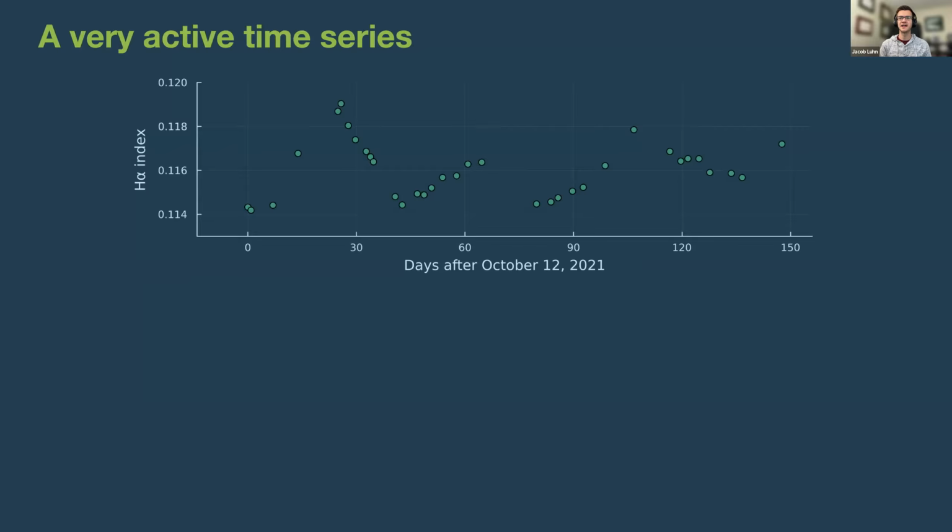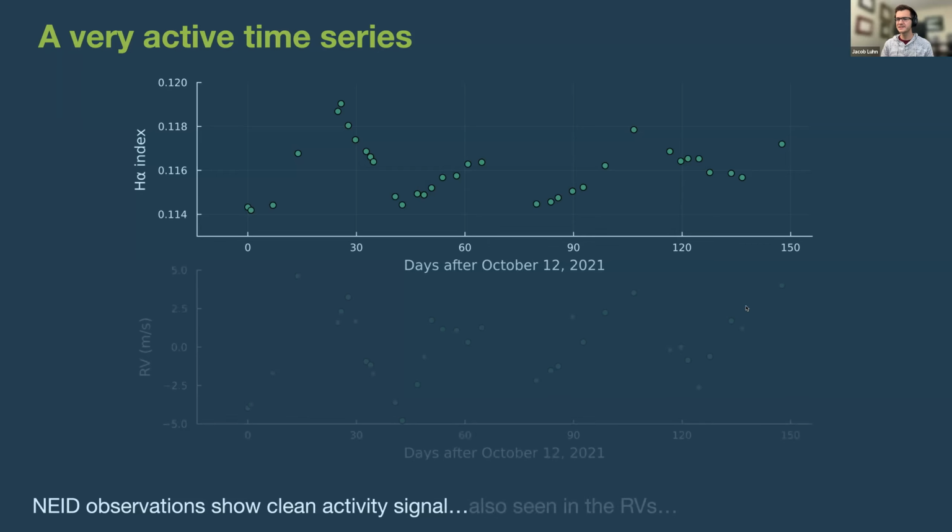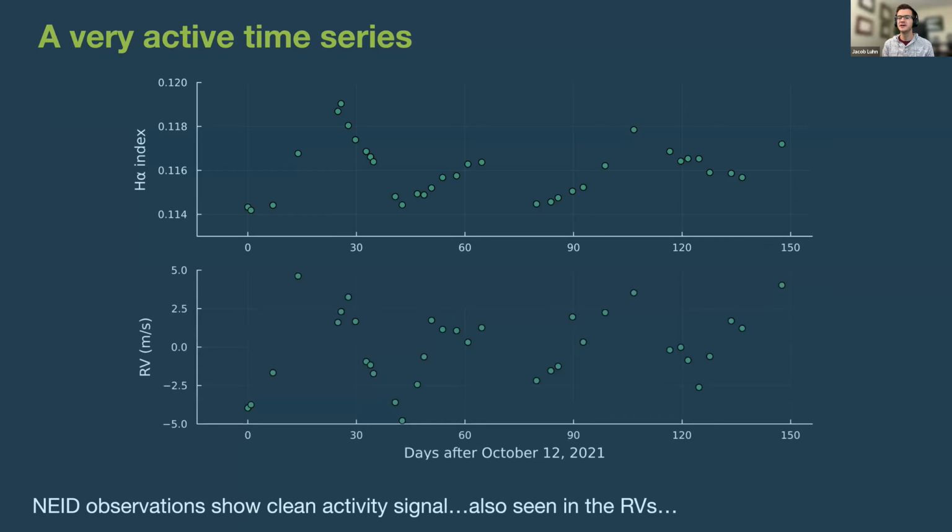So this is the H alpha index of this star as a function of time over a span of about 150 days. And we see a really clean activity signal that's, again, very well resolved thanks to the cadence and sampling of NEID. And this activity signal is also seen in the RVs, maybe not as cleanly, but that's, I think, to be expected, given that the RVs will also have contribution from things like granulation and oscillations as well.